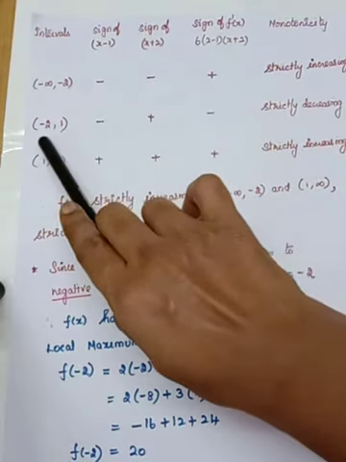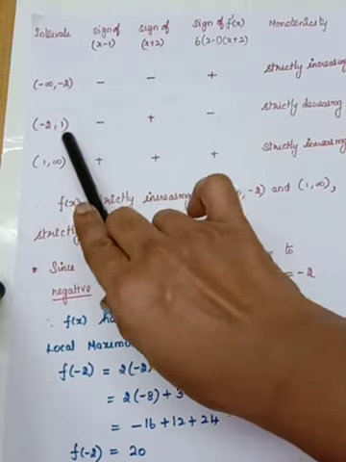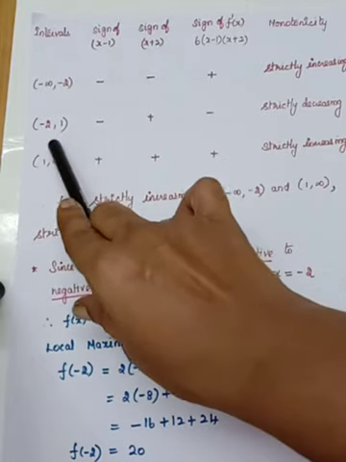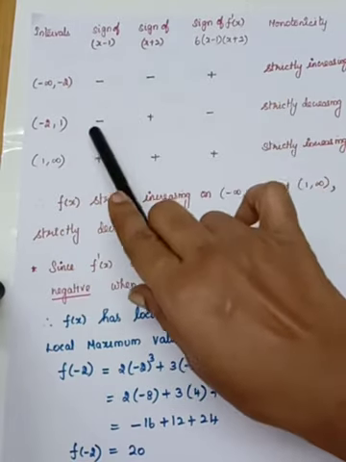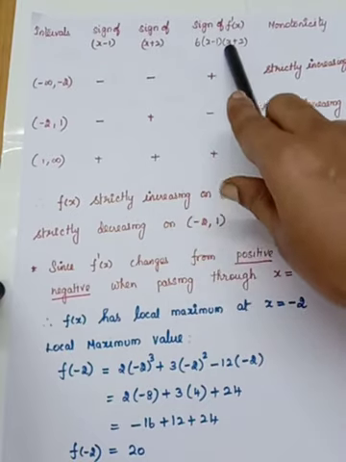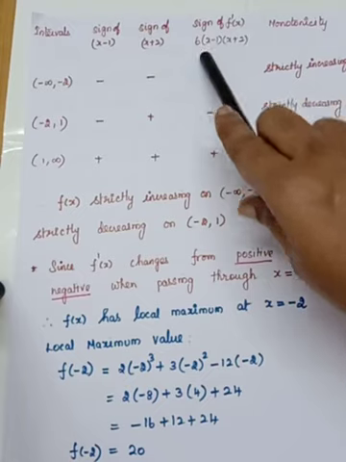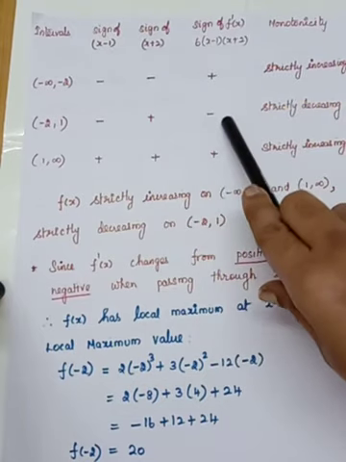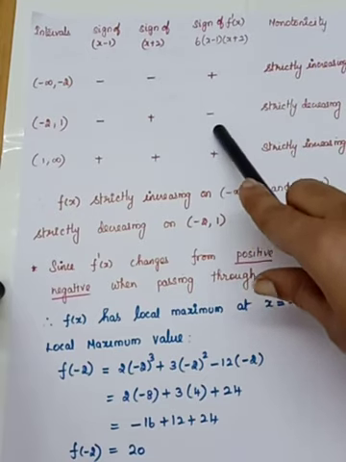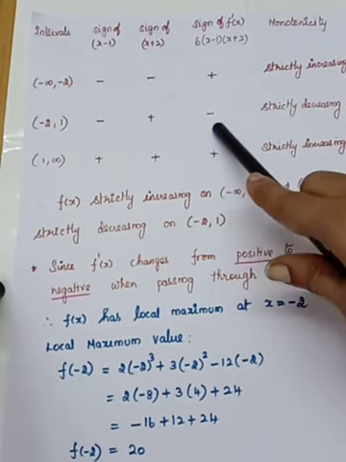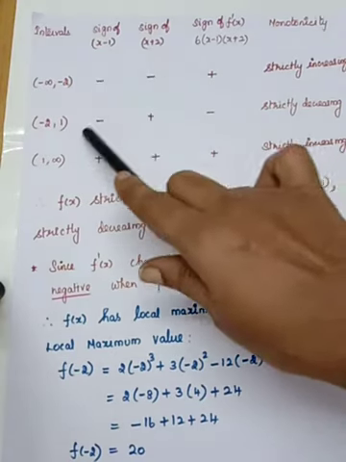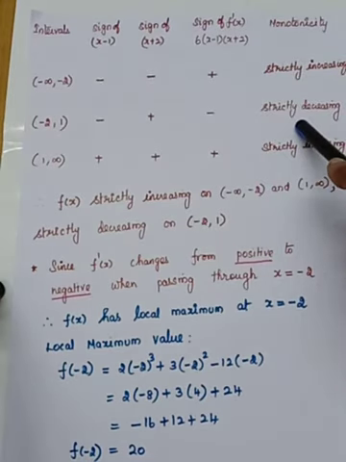Okay, take the next interval, minus 2 to 1. So, it's a negative number. This is a positive number. So, we can take 0. When you take 0, it is negative here, and when you take 0 here, it is positive. So, here the product of these two with 6, minus into plus is minus. So, your f dash of x is negative. Negative means less than 0. If f dash of x is less than 0 in this interval, the function is strictly decreasing.